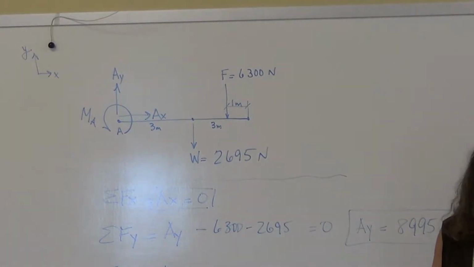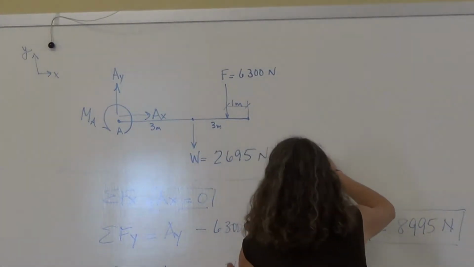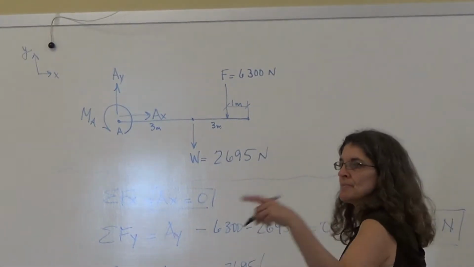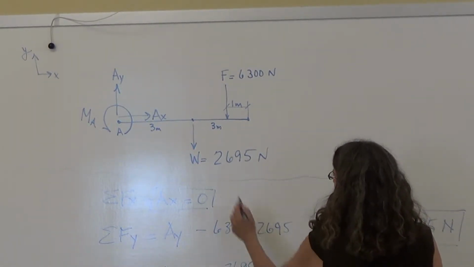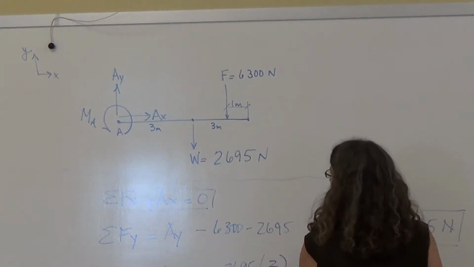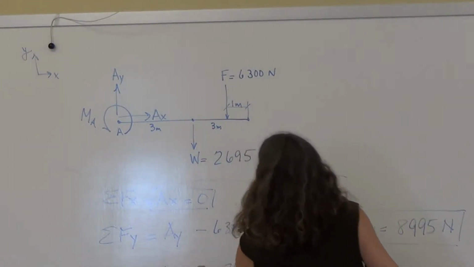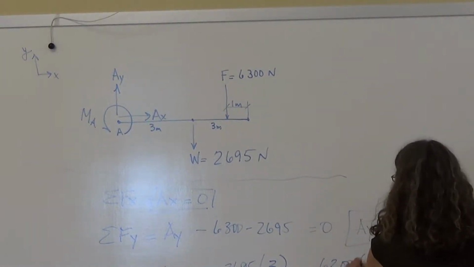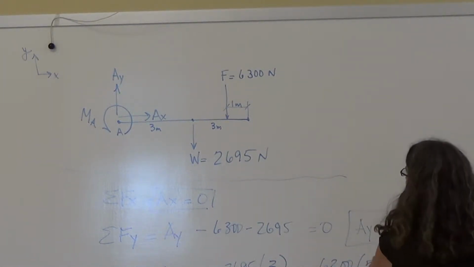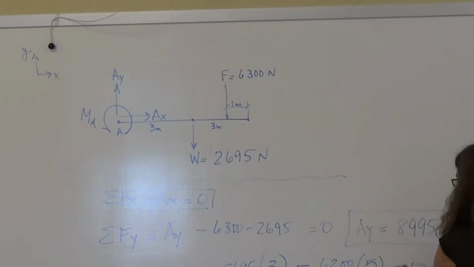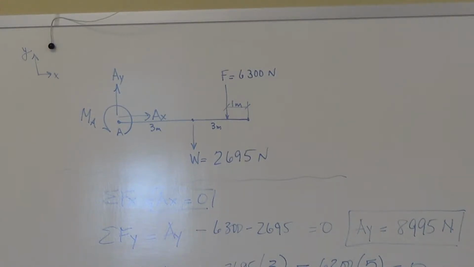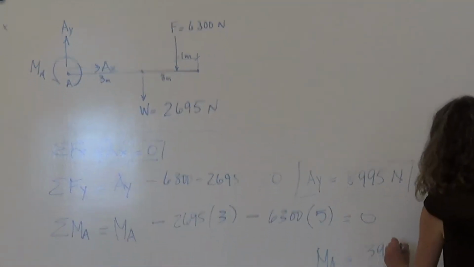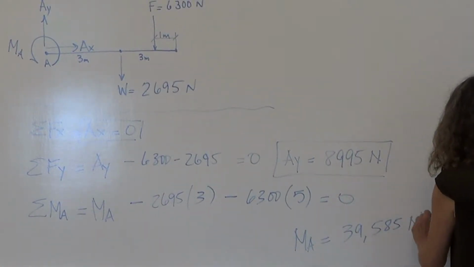Everybody got that? Okay, then I have the 2695 times what? 2695 times 3, positive or negative? Negative. And then the 6,300 times 5, positive or negative? Negative. Equals 0. And MA turns out to be 39585 newton meters.